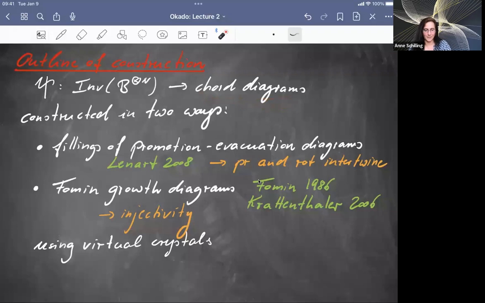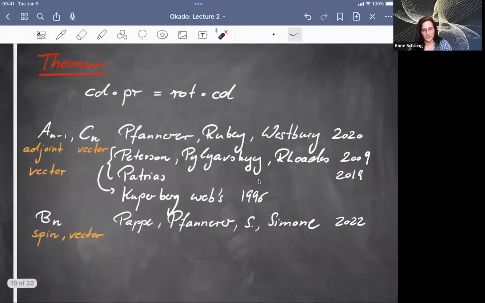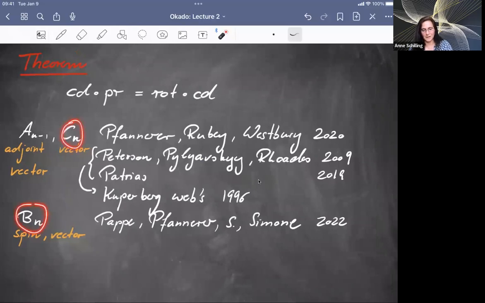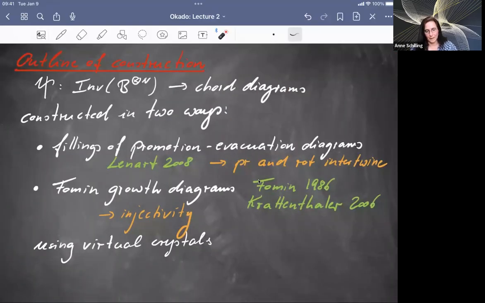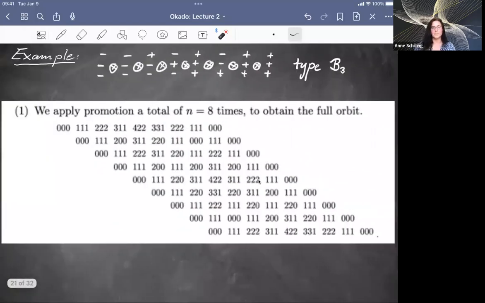And so the way that we are going to achieve this is by using the virtual crystal setup that I introduced at the beginning of the talk, because what we are going to do is use this embedding of type B into type C, and then use what is already known by previous work by Pfannerer, Ruby, and Westbury to then get results for type B_N as well. So that's the plan. And in this talk, I will basically just, in terms of an example, tell you how this construction works, and then I will leave the details about this construction for you to read in the paper. So I won't actually go into details about the Fomin growth diagrams. So let me tell you how we actually define this map.